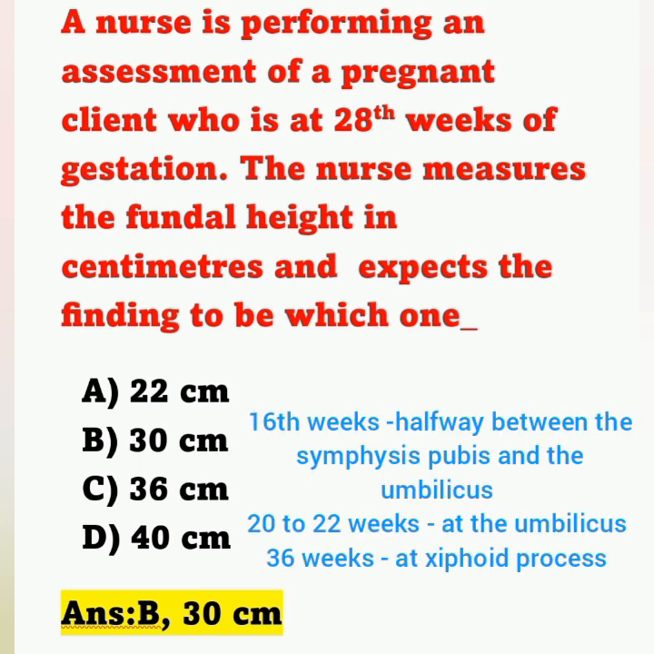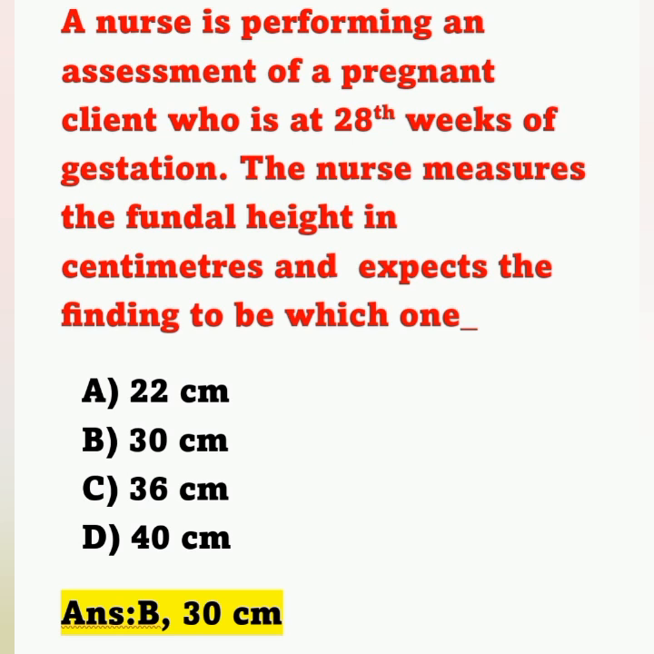Fundal height at various weeks: at the 16th week the fundus can be located halfway between the symphysis pubis and the umbilicus, at 20 to 22 weeks the fundus is at the level of the umbilicus, and at 36 weeks the fundus is at the level of the xiphoid process.